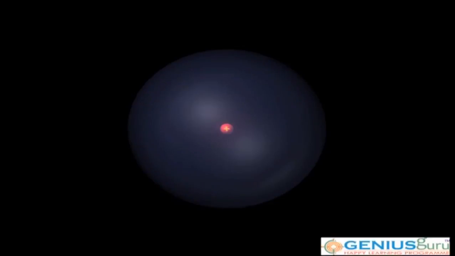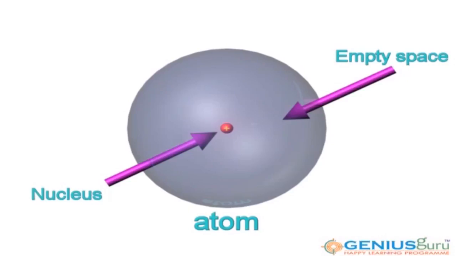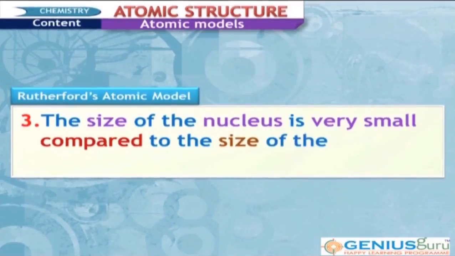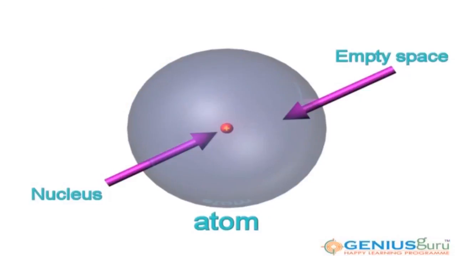So here this is the atom, and this space represented here is the empty space, and the mass is just concentrated only at its center. This center is called the nucleus. Look at this center. This is called the nucleus. Now, the size of the nucleus is very small compared to the total volume of the atom. So look at this. This is the big atom, and when you consider this nucleus, it is very small when compared with the atom.